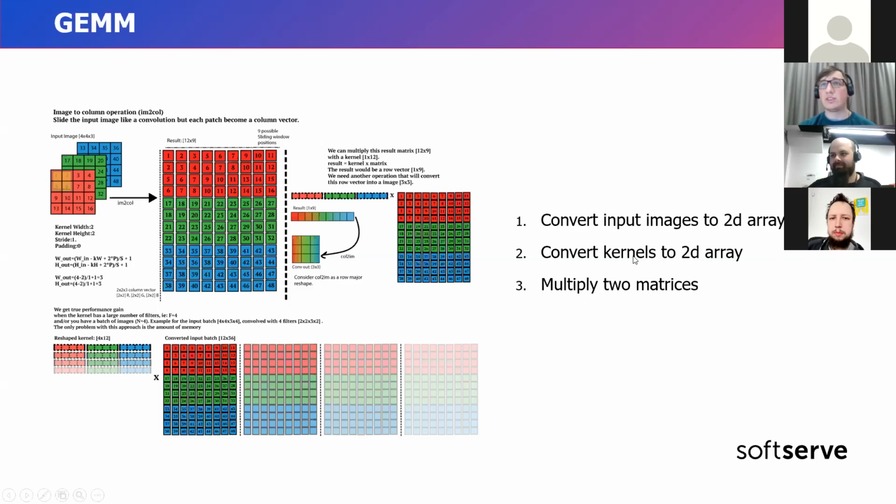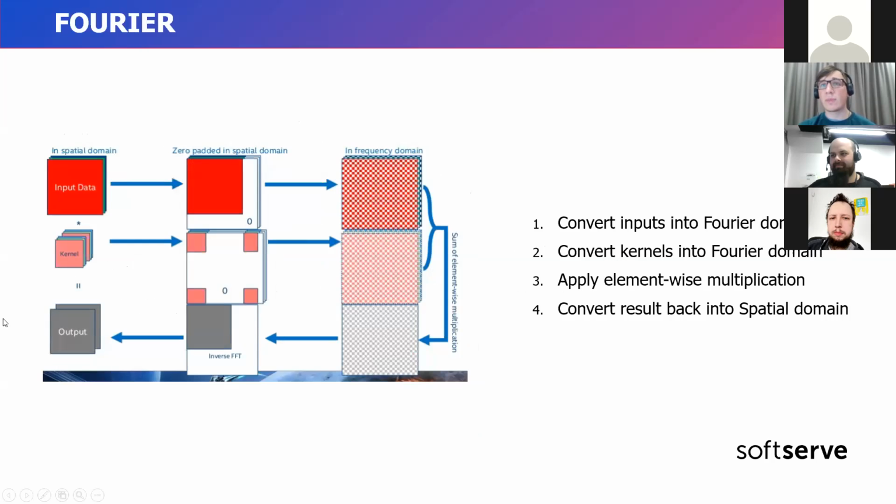Almost a similar idea is used in the Fourier algorithm. We have our input image and a kernel which we want to use for the input image. We transform the input image into the Fourier domain. We also transform the kernel into the Fourier domain. Then we multiply these two element-wise in the Fourier domain, obtain a two-dimensional matrix, and then convert this matrix back to the spatial domain and obtain the result of the convolution.